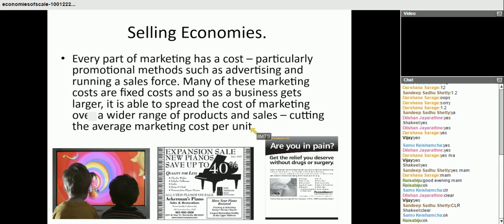Suppose now for marketing, every firm has to incur some cost. So many of these marketing costs are fixed by nature. Can you give me an example of fixed marketing cost?